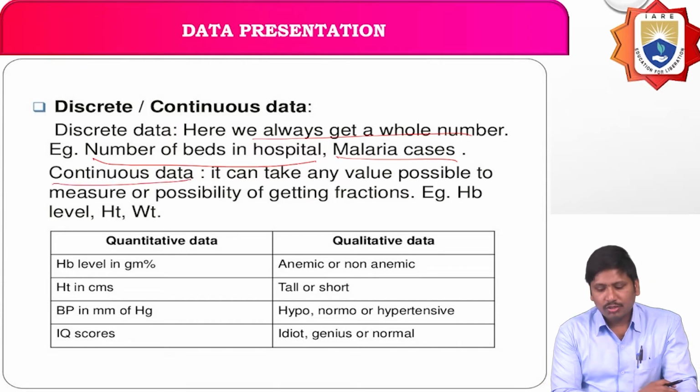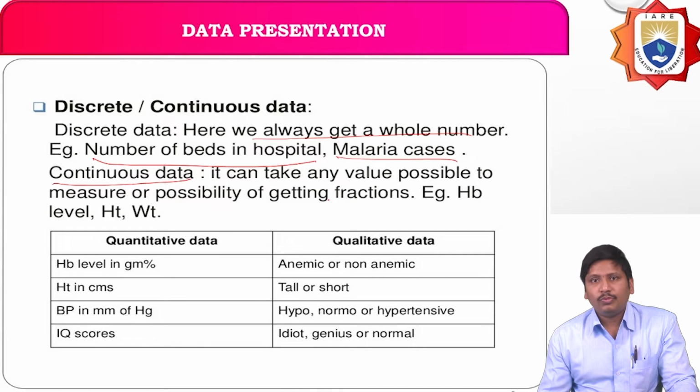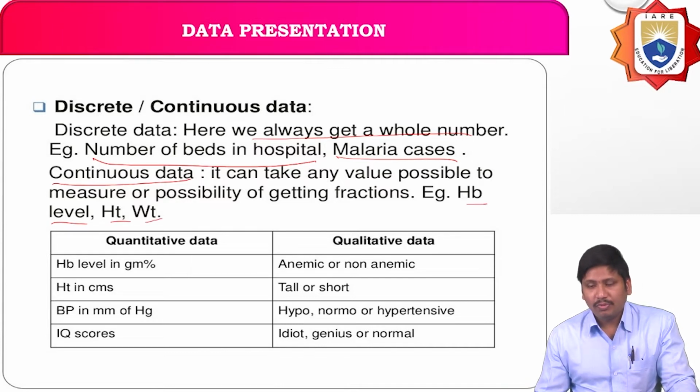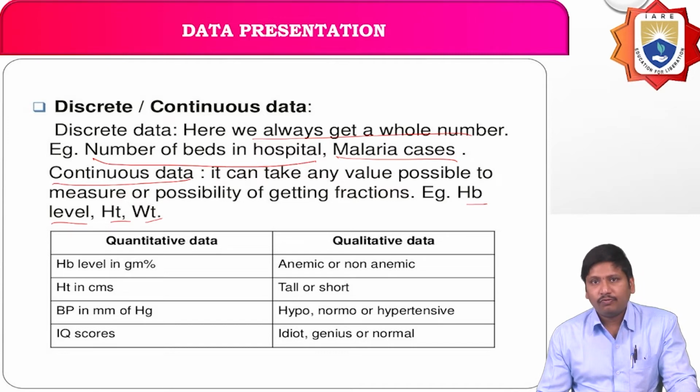Whereas when it comes to continuous data, it can take any value that is possible to measure, with the possibility of getting fractions also. Examples are Hb level, height and weight. Suppose the weight is 108.2 kgs and the height is 99.4 centimeters; I am able to measure it like that, so you can also get fractions, right? That should be considered continuous data. So discrete data is nothing but whole numbers, and continuous data is nothing but a measure, which may be represented in the form of fractions.